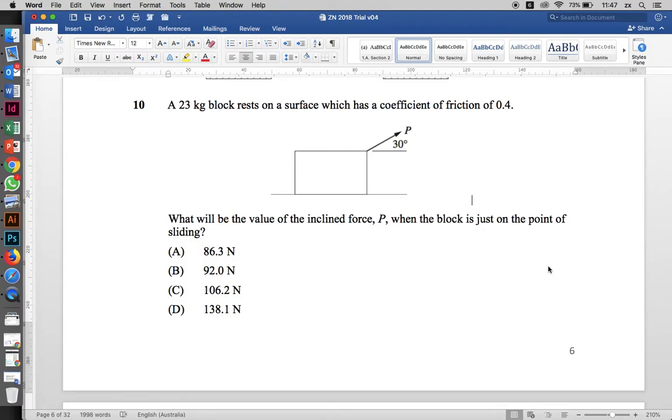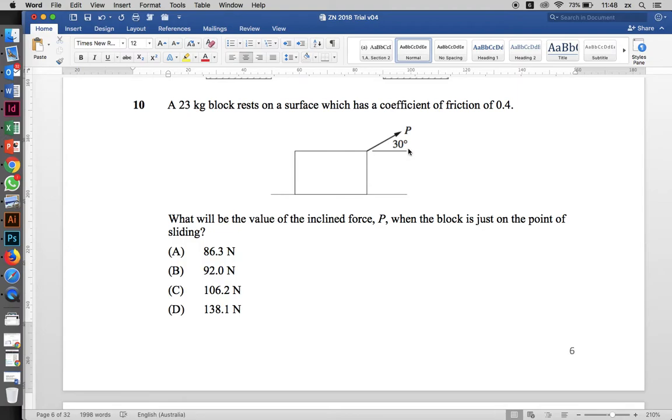So in this situation, the first thing when we do our friction formulas, we need to know PH and PV. Because it's a 30-degree angle, we know that PH is going to be 86% of P, and we know that PV is going to be 50% of P. So we then write out a formula.